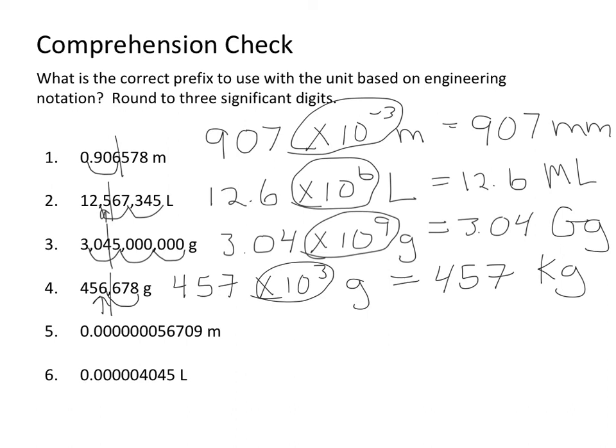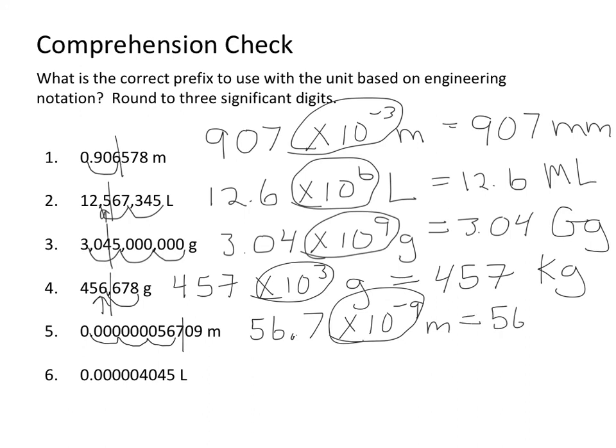On the next one, I'm going to move my decimal place. 1, 2, 3, 4, 5, 6, 7, 8, 9. So it's going to be 56 point. I look to the right of the third significant digit. It's less than 5, so it's 56.7 times 10 to the negative 9 meters. And if I replace 10 to the negative 9 with a prefix, it would be a nano. So 56.7 nanometers. That should be a small n.